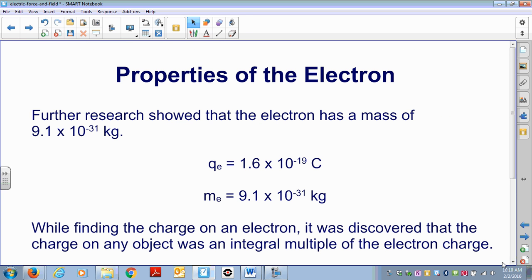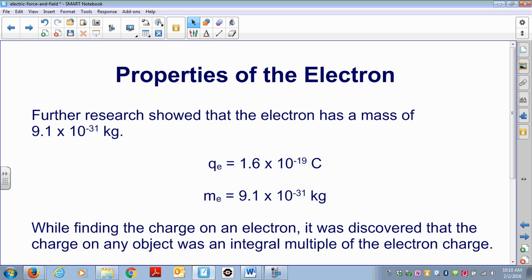Further research showed that the electron has a mass of 9.11 times 10 to the negative 31 kilograms. So the charge of an electron is 1.6 times 10 to the minus 19 coulombs, and the mass of the electron is 9.11 times 10 to the negative 31 kilograms.